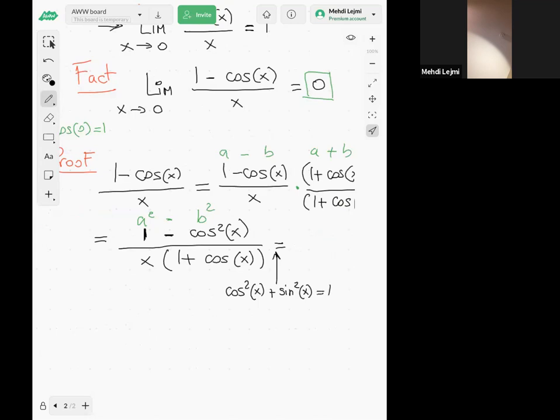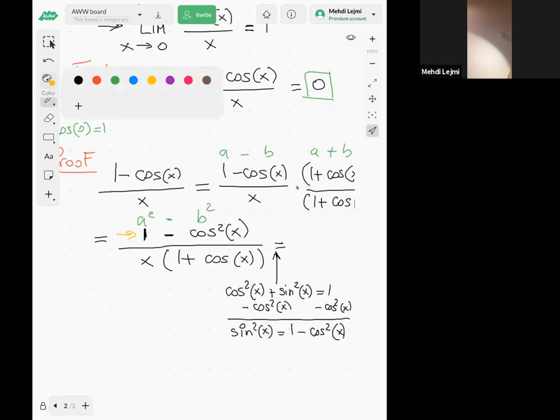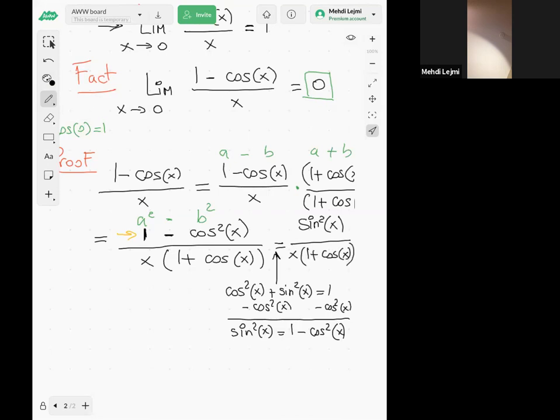If you subtract cosine squared from both sides, then sine squared of x is equal to 1 minus cosine squared of x. So all I'm saying is this 1 minus cosine squared of x is equal to sine squared of x. So we're going to have sine squared of x over x times 1 plus cosine of x. So why am I doing this?